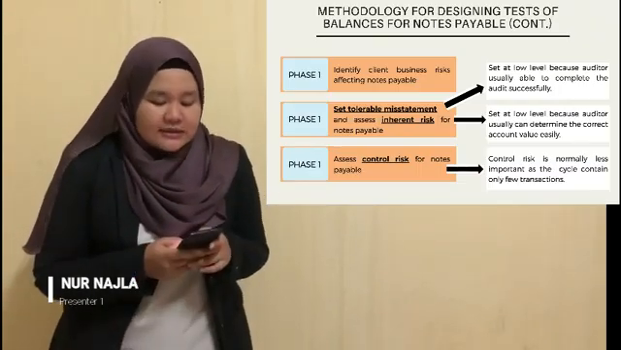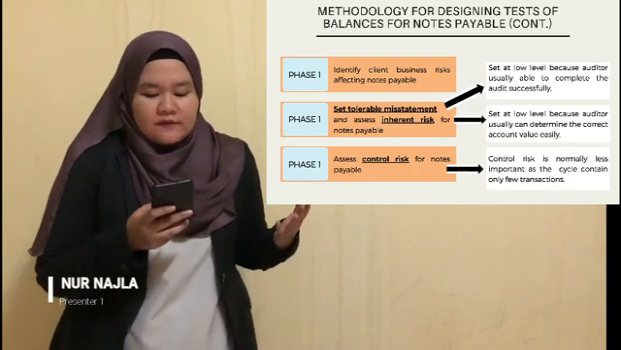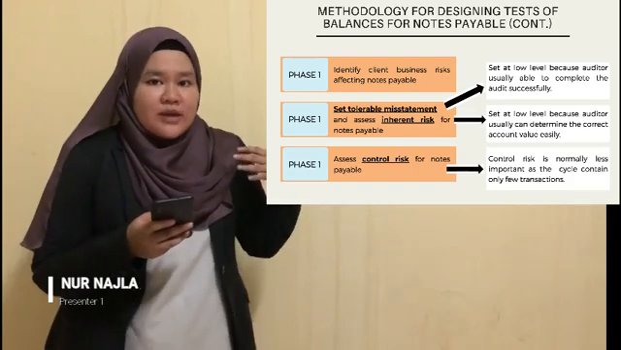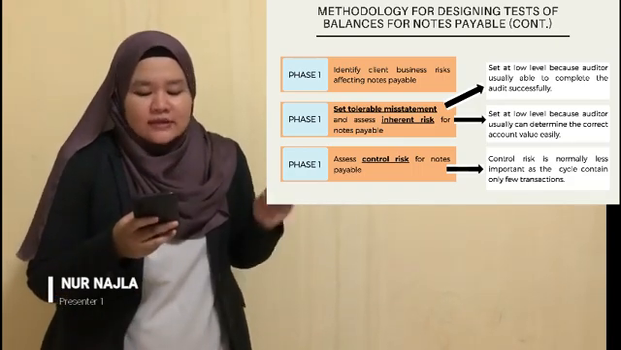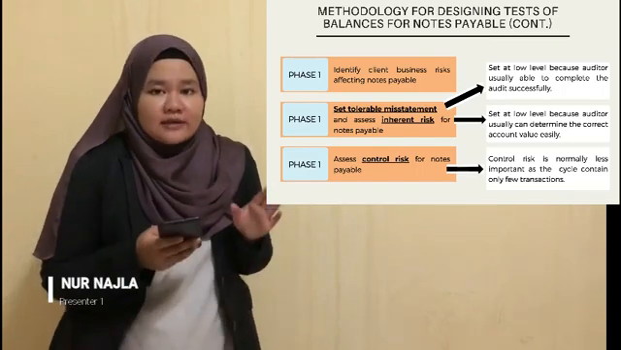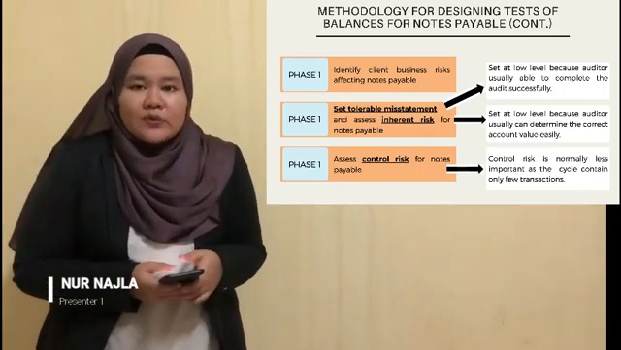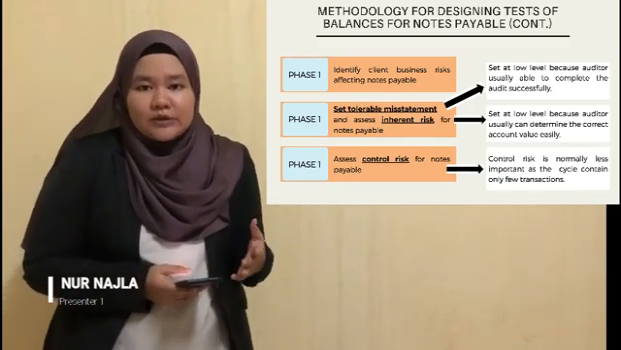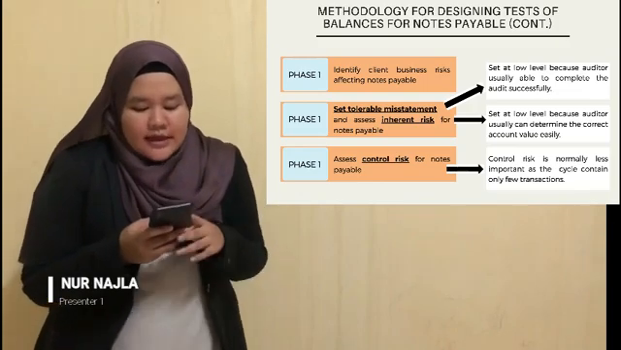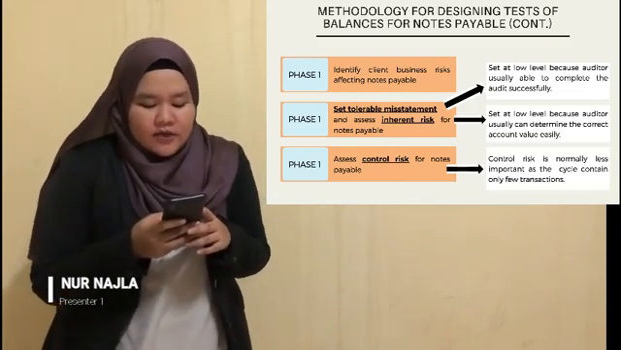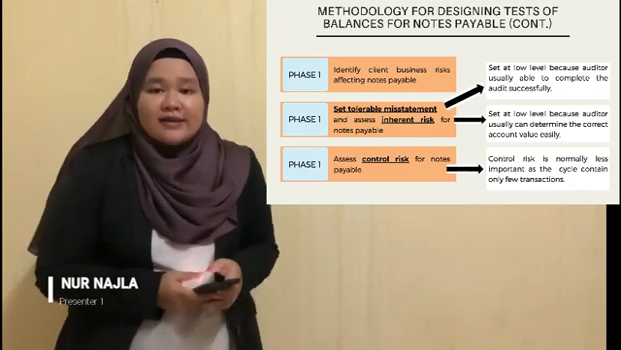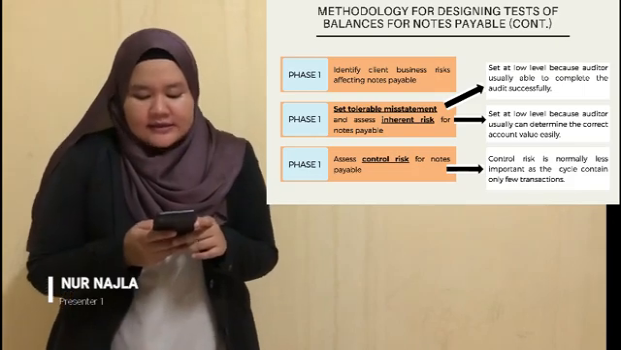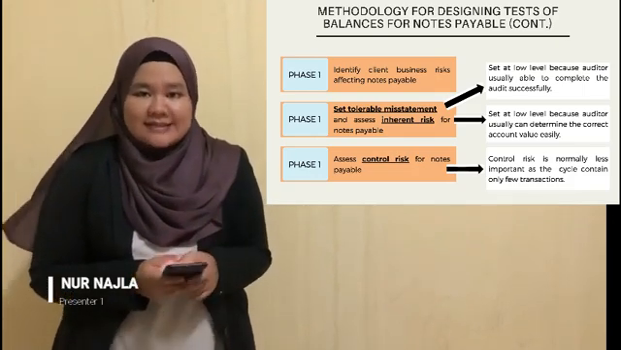On this slide, this is the methodology design. In phase 1, we first identify client business risk affecting notes payable, which I already mentioned before. The second one, we set tolerable misstatement. For setting the tolerable misstatement, usually the auditor will set it at a lower level because they will usually be able to complete the audit. And assess inherent risk for notes payable. The inherent risk will also be set at a low level because normally they can determine the correct account value easily.